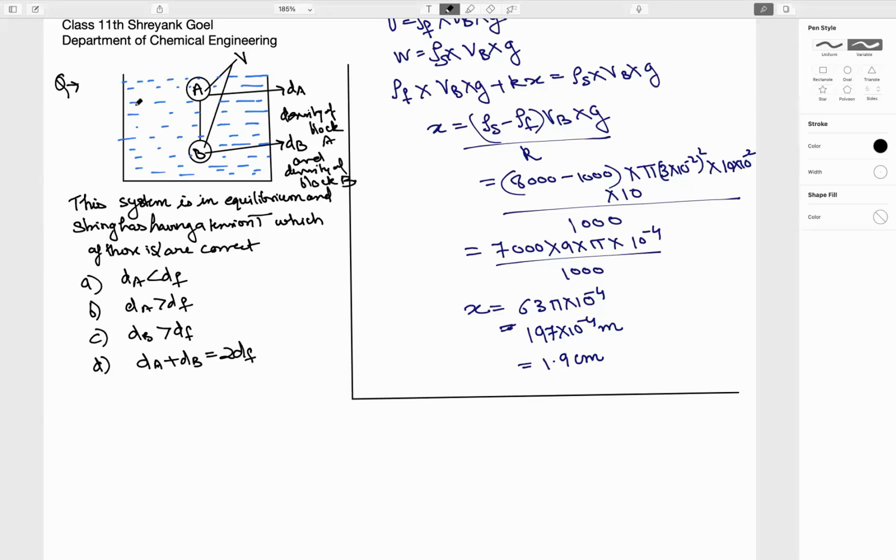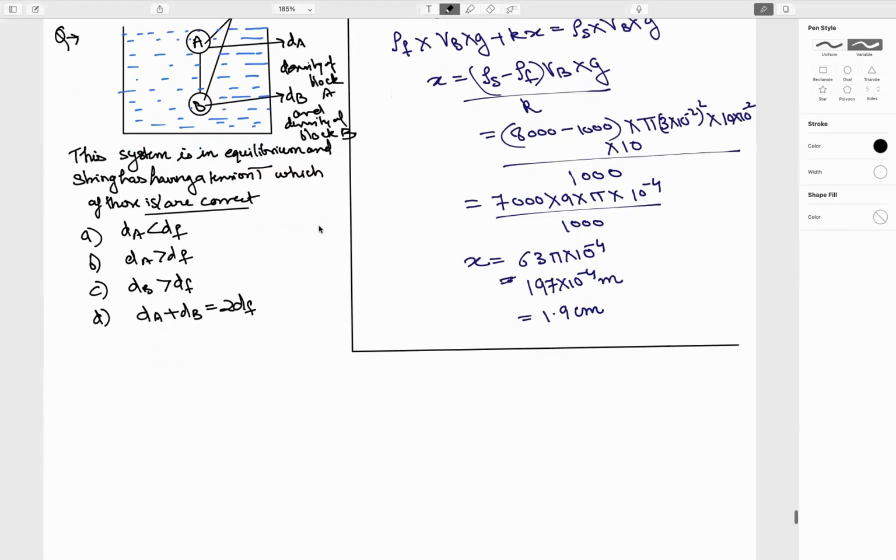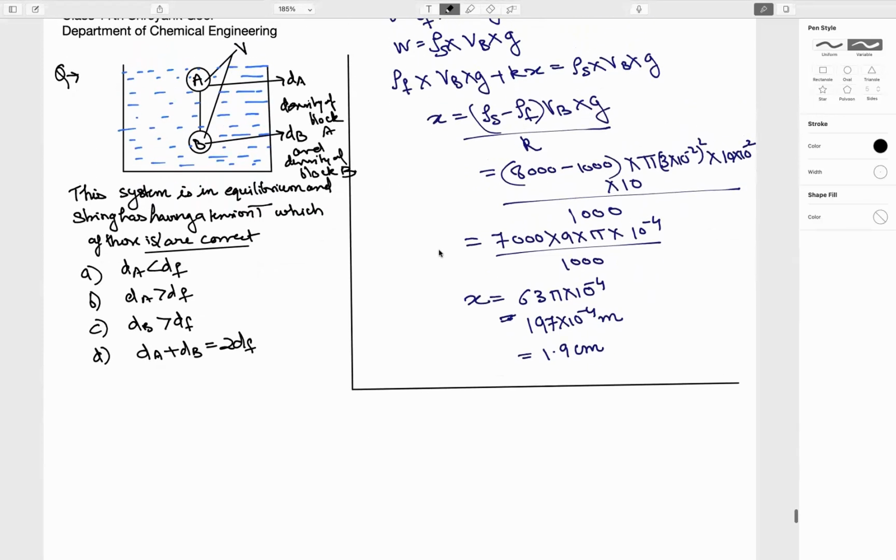So this system is in equilibrium in the water. You need to solve this. We need to find out, if this system is in equilibrium, what are the conditions? There is more than one correct answer because it is clearly written these are correct. And this is a question of JEE Advanced. So try to solve it. I will give you 1 minute and then I will solve it in front of you. Okay, students.